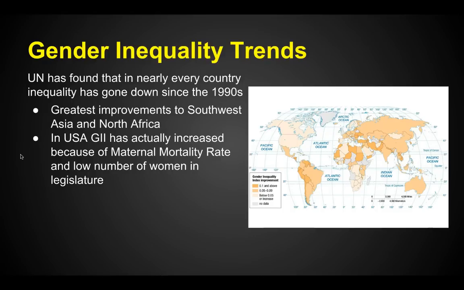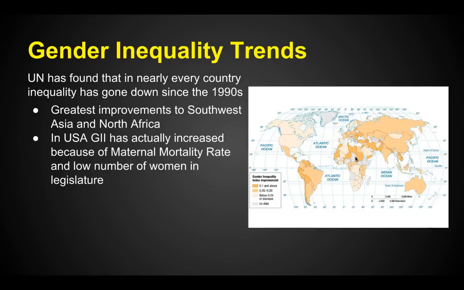The United Nations has found that in nearly every country, inequality has gone down since the 1990s, which is good, right? The greatest improvements have been made in Southwest Asia and in North Africa. Again, these are places that we've been talking about right here. We're seeing improvement in how women are treated as equals or not.